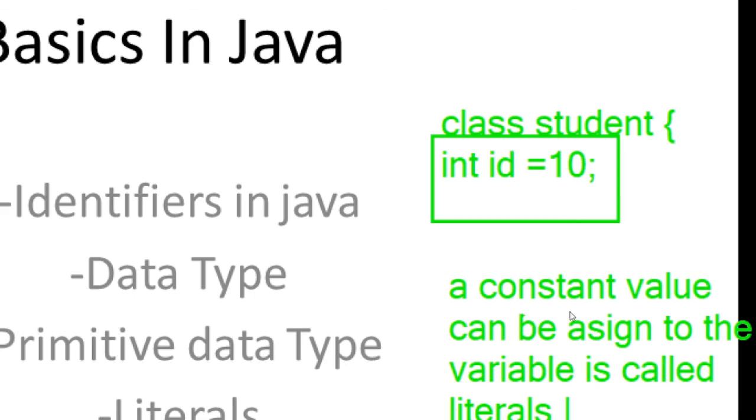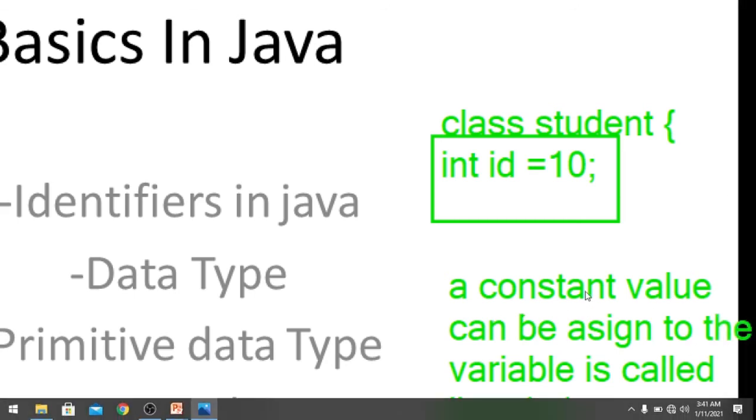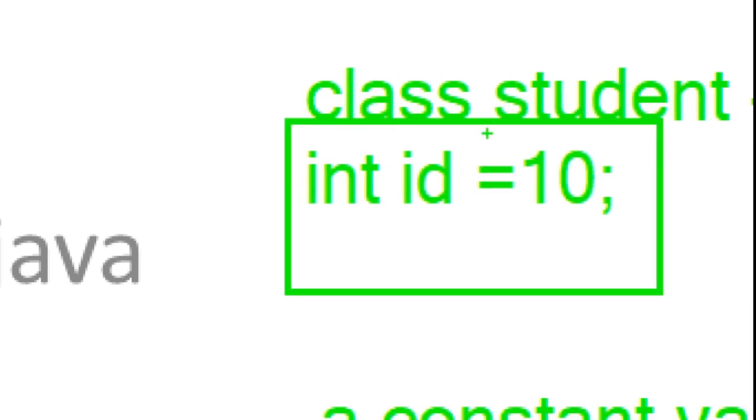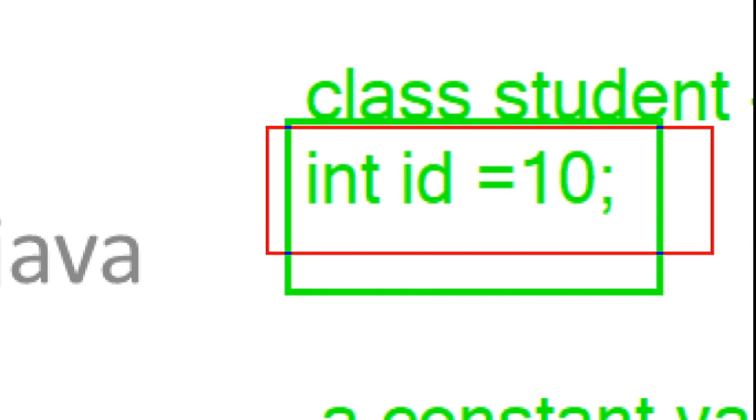Then we saw literals. What are literals? A literal is a constant value assigned to a variable. Like int id is equal to 10. This value is not going to change. It's a constant value. Wherever you use int id, it's not going to change again. It's a completely constant value that is not going to change anyhow. So any value which is constant is called a literal.